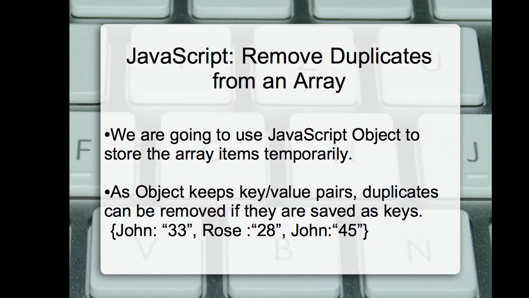Suppose I store the names of people as keys and their ages as values, and I am storing John with age 33, Rose with age 28, and if I again store John with age 45, the value 33 will be overwritten because the key is John and the value will become 45 instead of 33. This way we are going to remove duplicates from an array using a JavaScript object. Let's see how to do this with the help of an example.